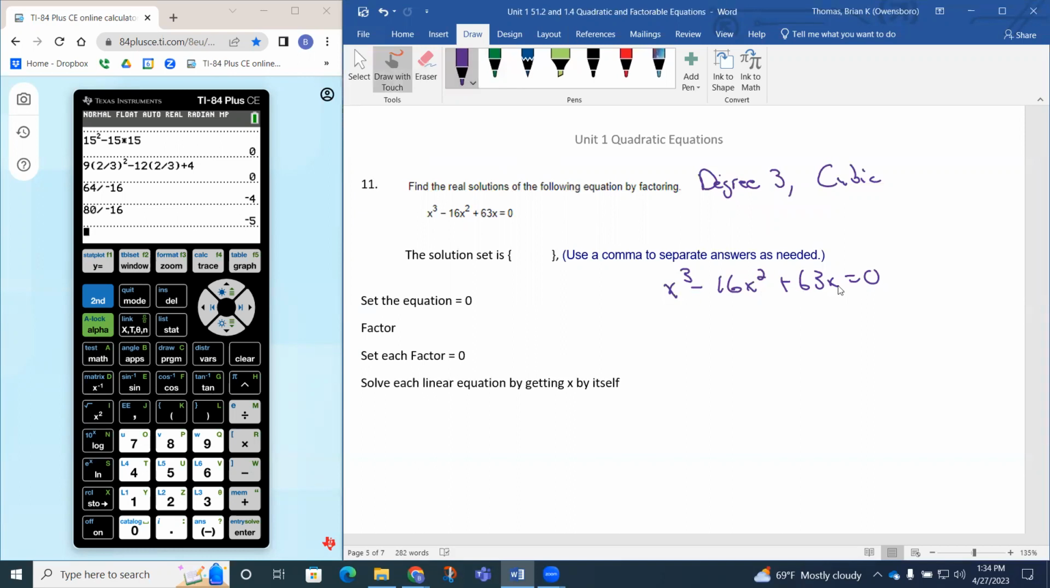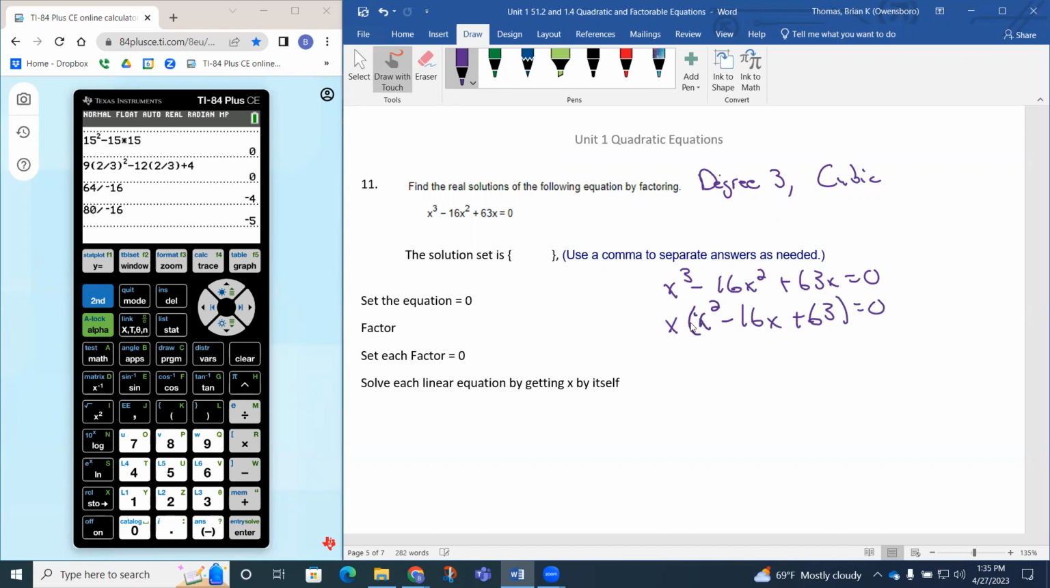Notice that this does have a GCF in them. So notice how there is an x in common with all 3 terms. So I'm going to factor the x out. If I pull one x out, that leaves me 2 x's here. If I pull an x out here, that's going to leave me a minus 16x. And if I pull the x out there, that's going to just leave me this 63, equal to 0.